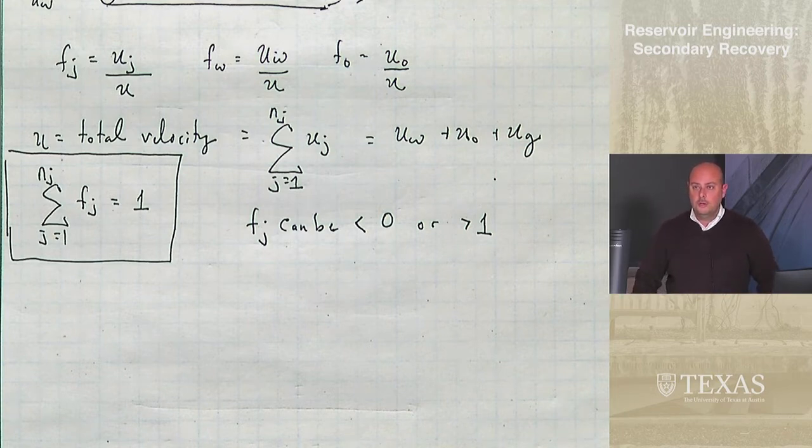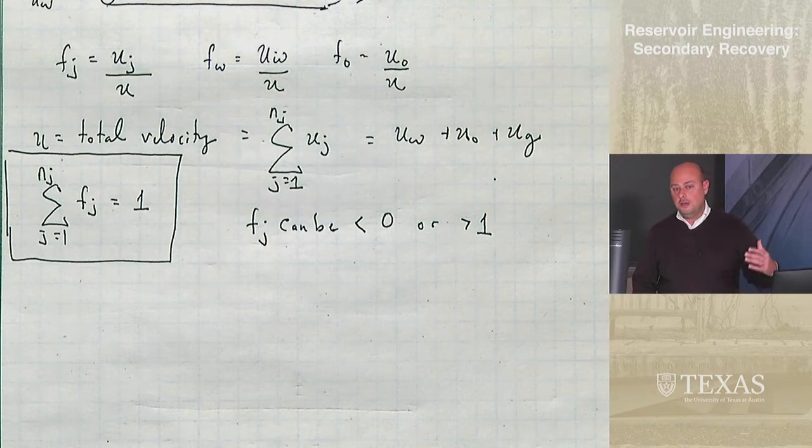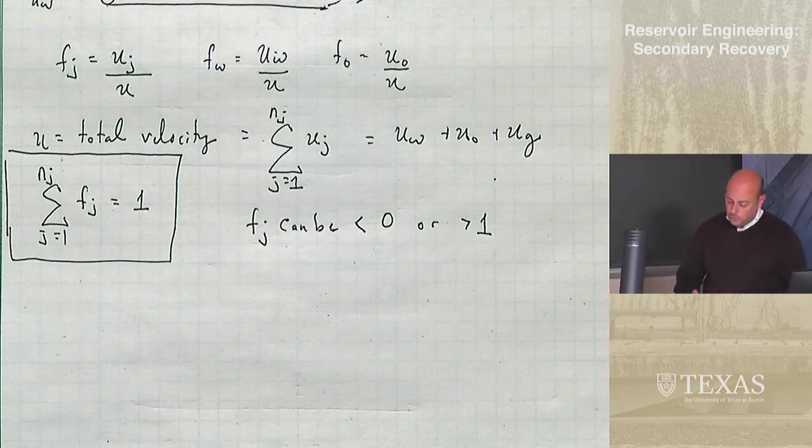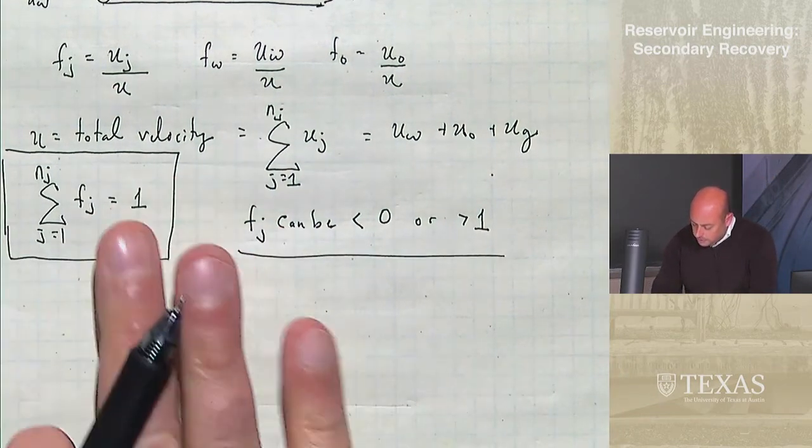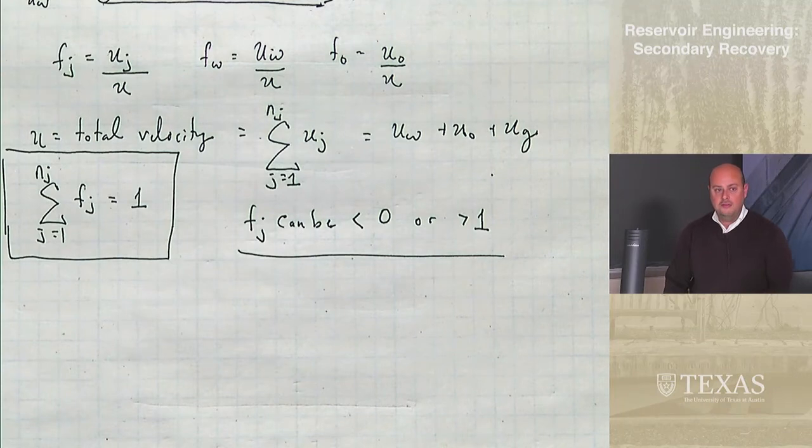Because water is usually heavier than oil, and because of gravity, even in the absence of velocity, it's going to want to go down towards the bottom. But we'll revisit that. I just want you to recognize that the sum of all fractional flows is 1, but you could have negative values and values greater than 1.